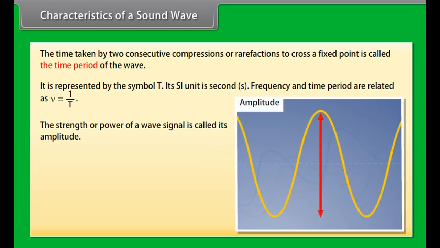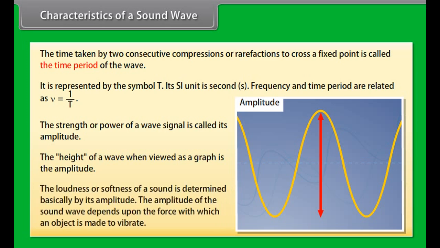The strength or power of a wave signal is called its amplitude, or the height of the wave when viewed as a graph is the amplitude. The loudness or softness of a sound is determined basically by its amplitude. The amplitude of the sound wave depends upon the force with which an object is made to vibrate.